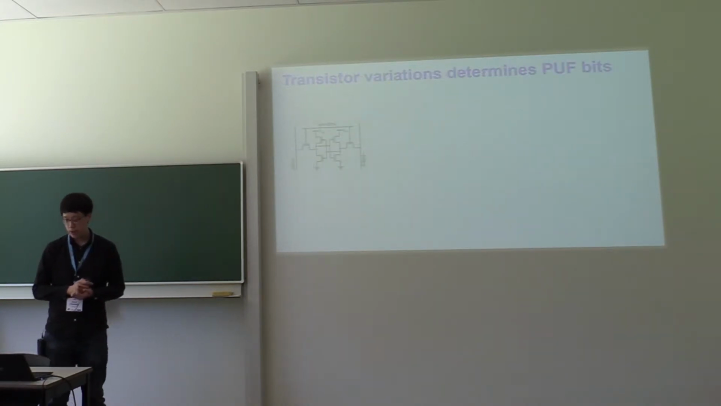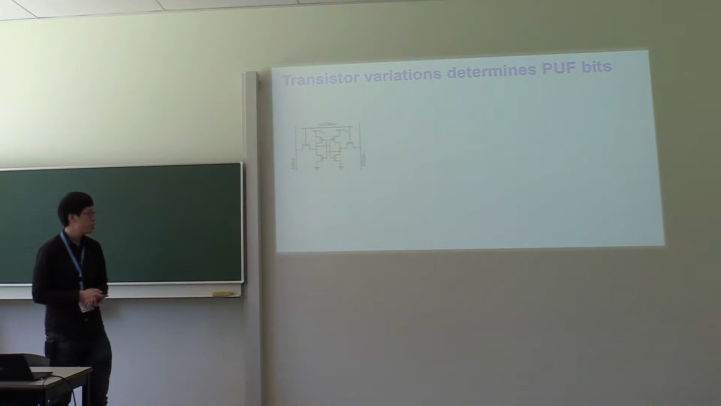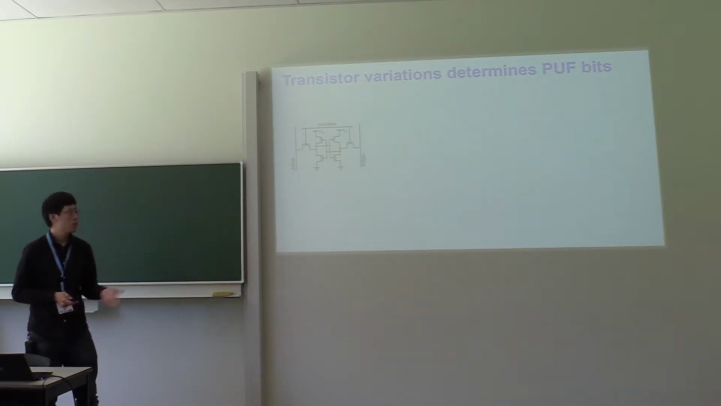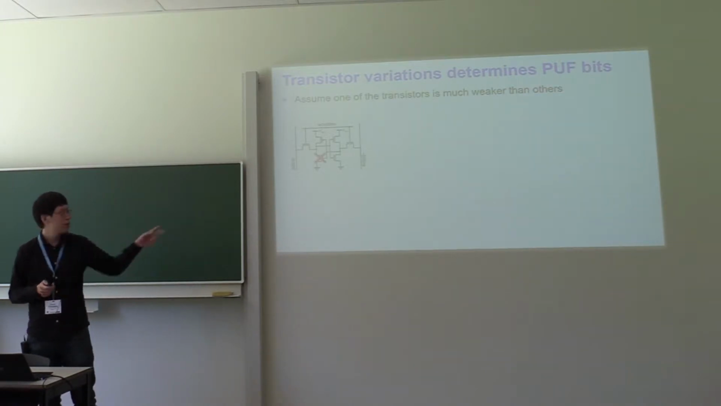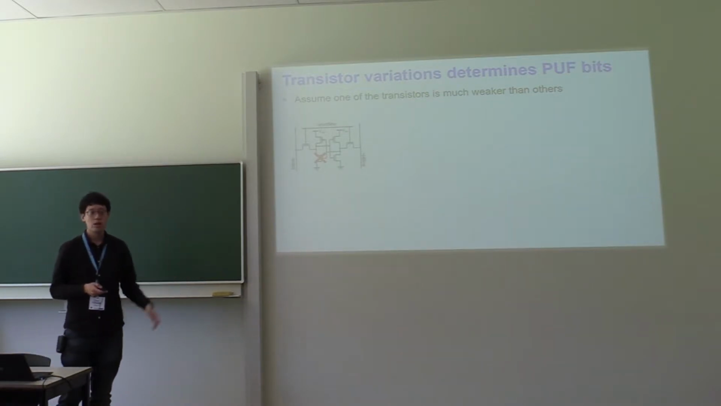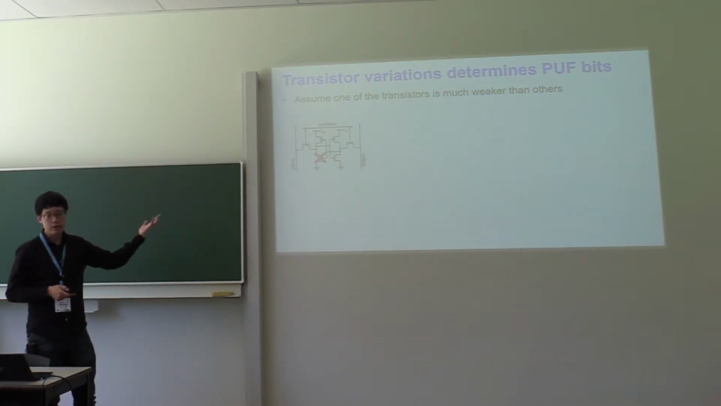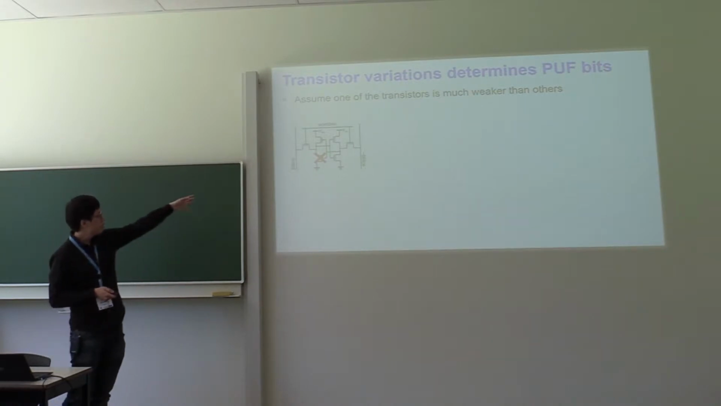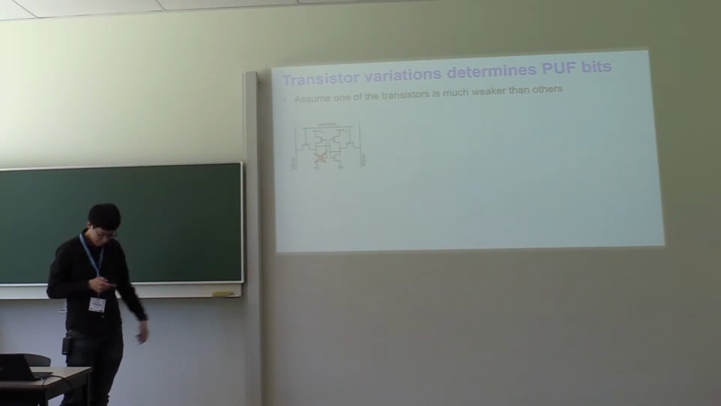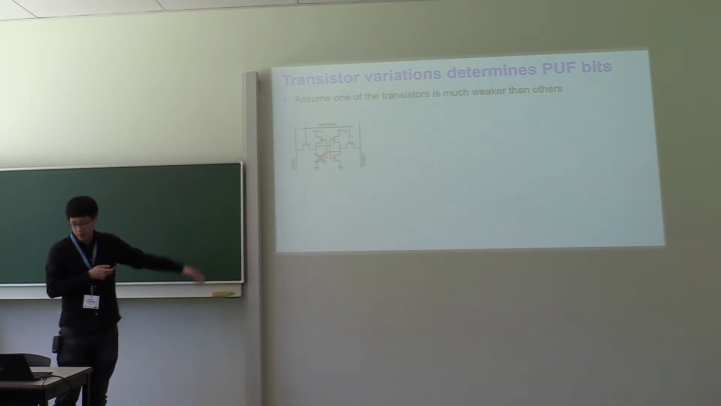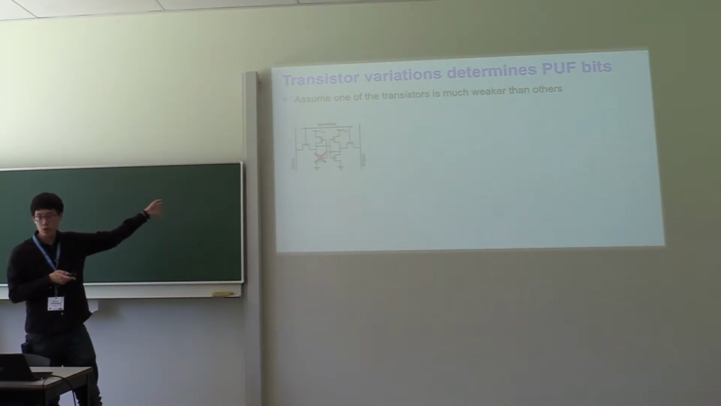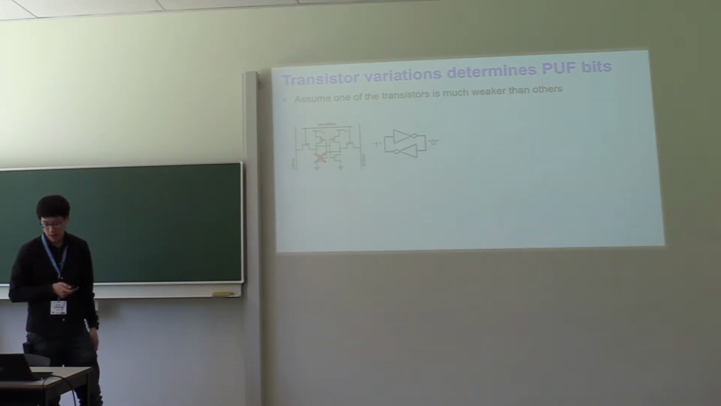So how do we get from the transistor variation to PUF bits? Again, let's see the SRAM, and we make an assumption that one of the 4 key transistors is much weaker than the others. So we just assume it's not functioning. In this case, you see there's no path to the ground on the left, so the left node would definitely be a 1, and the right would be a 0. So it's a definite case.